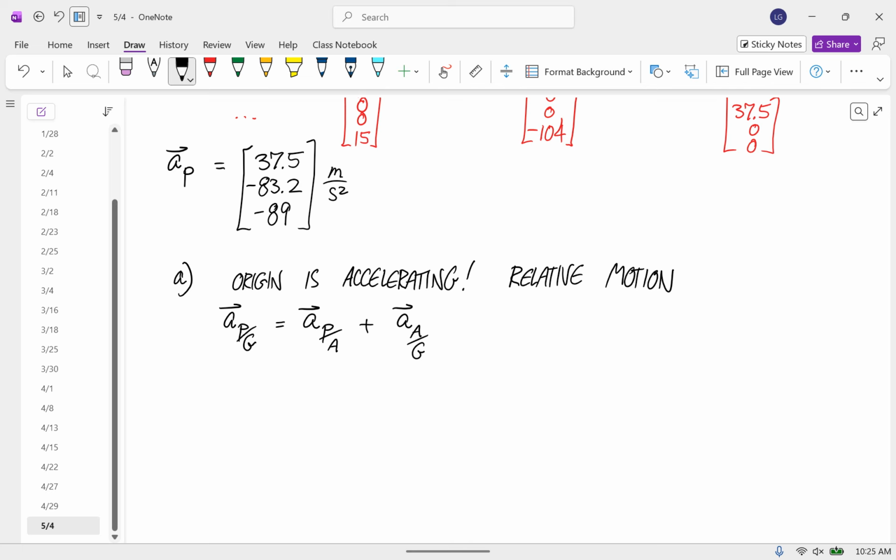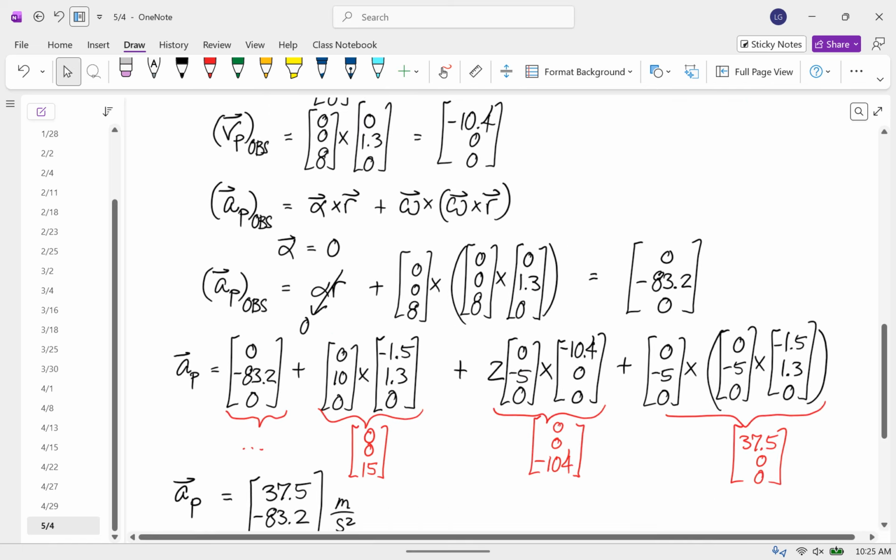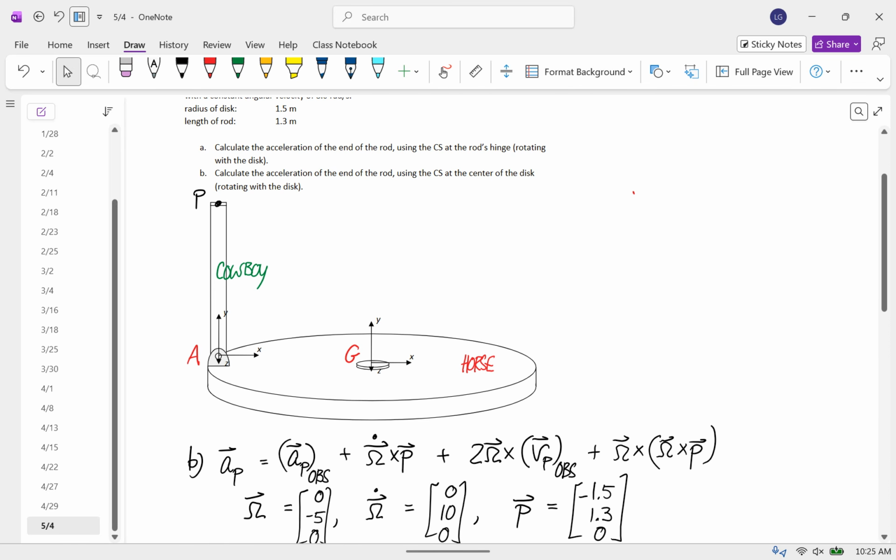So let's think about what those things mean. The acceleration of A relative to the ground, we've done that problem a million times. That's just a simple circular motion problem as this point A goes around G. So we'll do that separately. That's circular motion. What's the meaning of the acceleration of P relative to A? That's the most important thing you need to think about with this.